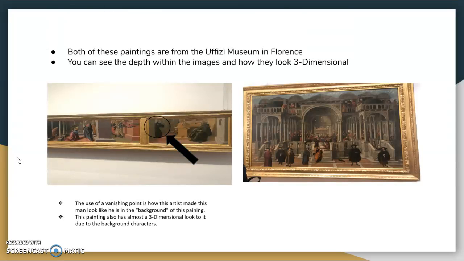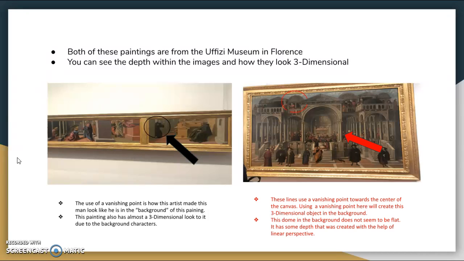Both of these paintings are from the Uffizi Museum in Florence. You can see the depth within the images and how they look three-dimensional. They use vanishing points to make the man in the background in the painting on the left look like he is farther back than the other two. The painting on the right also uses three-dimensionality, and the dome in the background uses vanishing points to make it appear not flat.